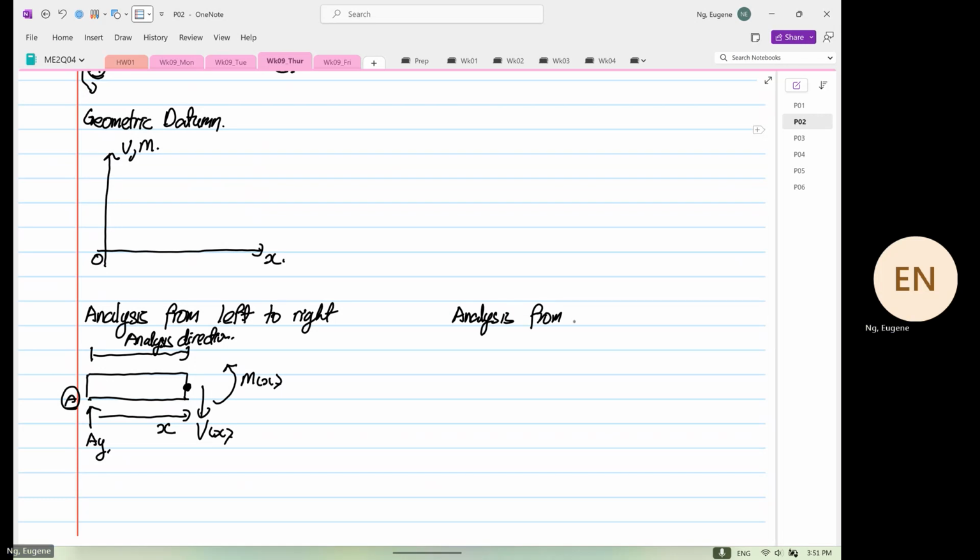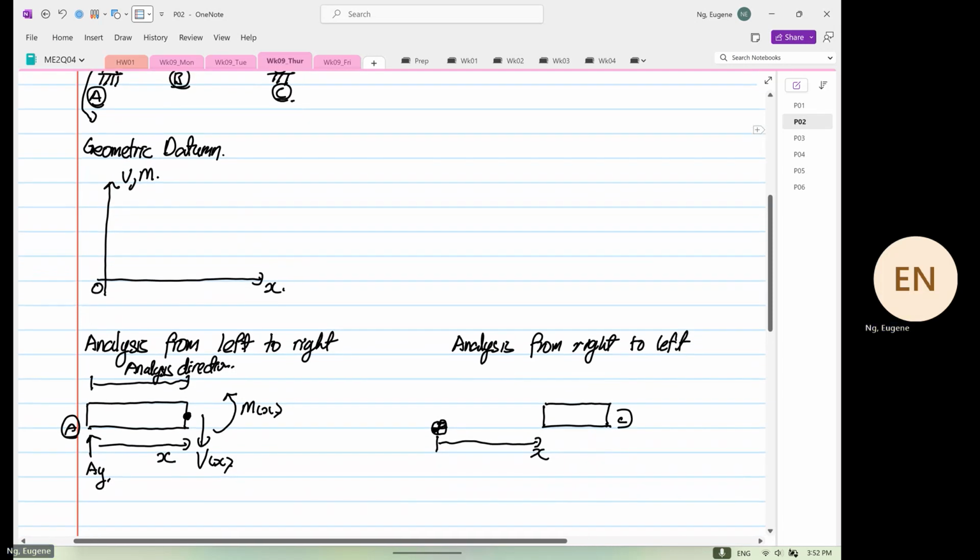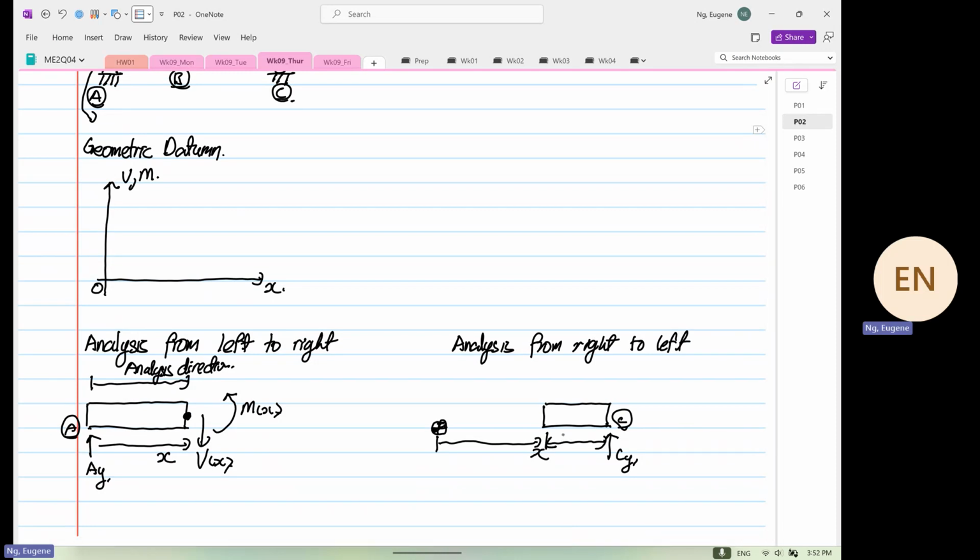Now, if you were to do your analysis from right to left, what does it mean? The geometric datum still stays. But now, this is your what? X. And now you can see point C, and now you have CY. The distance from here to here is L minus what? X. So now, is your shear force going up or coming down? Going up. So V as a function of X, moment as a function of X.